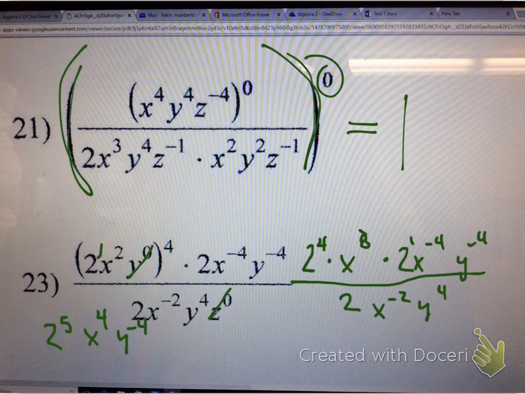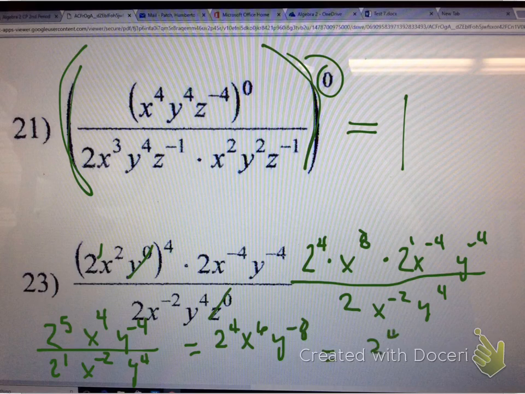8 plus -4 is 4, and then there's a y -4. Over 2 to the 1, x -2, and y4. And then again, start subtracting. So 5 minus 1 is 4, 6, -8, and then rewrite to get your final answer like that. And I prefer 2 to the 4th is written as 16. You can write it as 2 to the 4th, and I'd be okay.